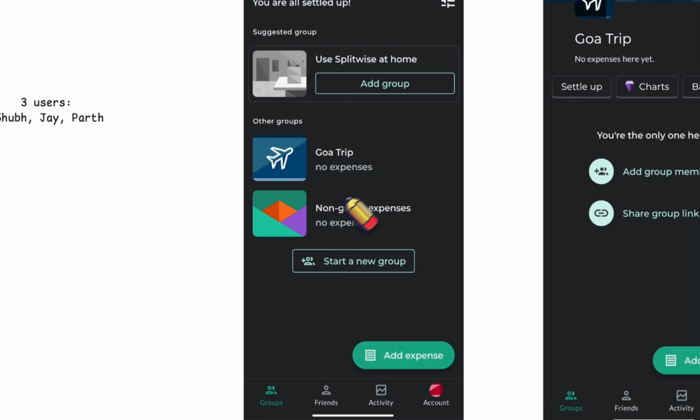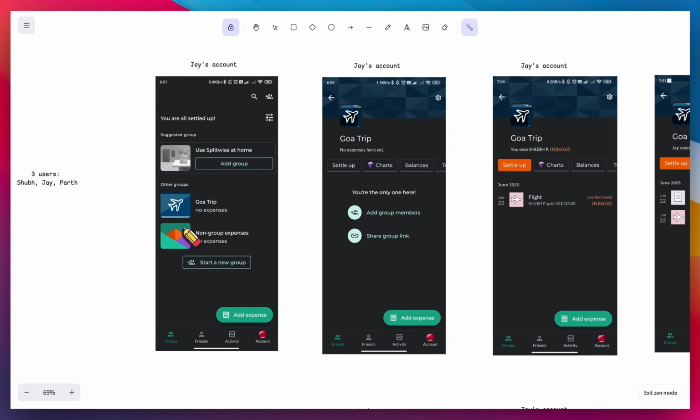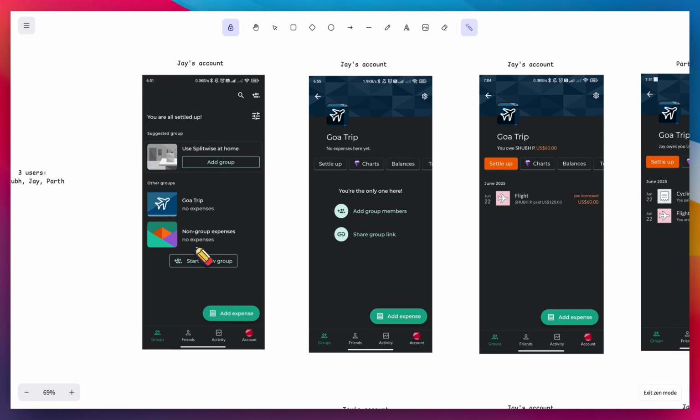And this is the default group, which would be present in all of our accounts. Initially it won't be visible to you, but whenever you add some friends using this option, this group will automatically become visible to you. So all the one-to-one expenses would be stored into this non-group expenses, and all the group expenses would be stored into the groups which are made by us using this option. I hope you understood this part. So even one-to-one expenses are stored in one default group, right?